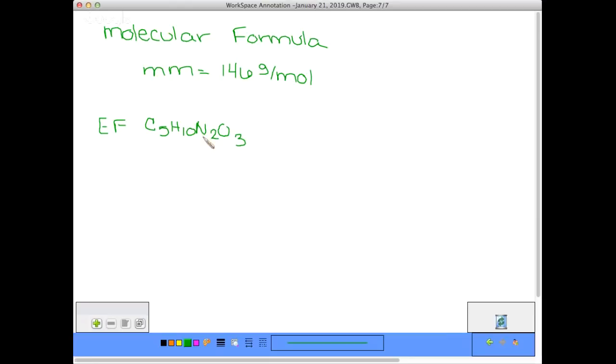So what I want to do is find the molar mass of my empirical formula. So that's going to be 5 times carbon, 10 times hydrogen, 2 times nitrogen, 3 times my mass of oxygen. And I'm not going to put that all in here, but what we see is that it ends up being 146.15 grams per mole. To figure out what I'm going to multiply it by, I'm going to take my molar mass and divide it by my empirical formula mass.